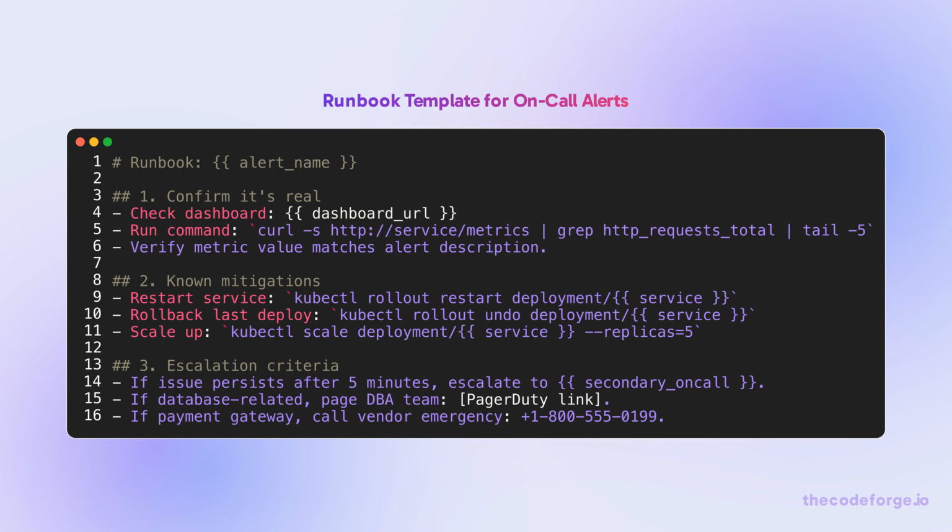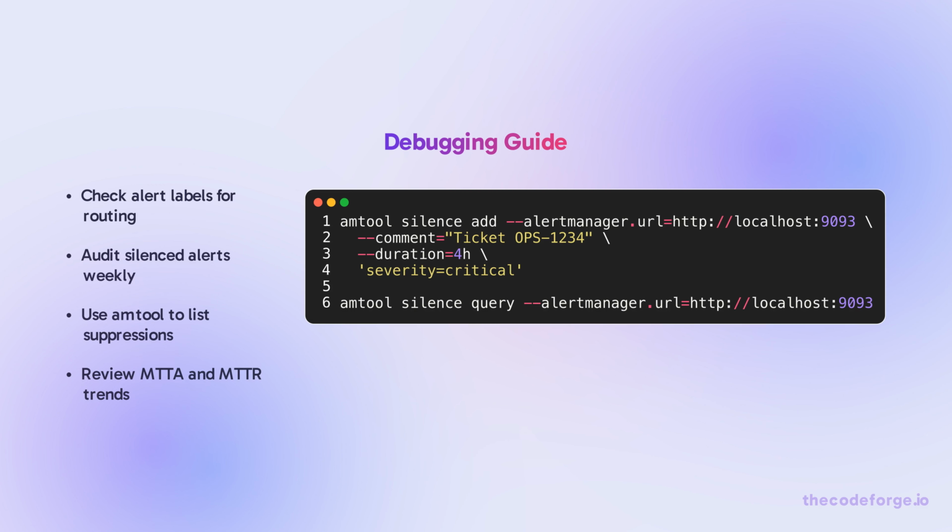The article describes runbook structure but doesn't provide a concrete template. Here's a minimal runbook template in Markdown that can be linked from alert annotations, covering the 3 essential steps: confirm, mitigate, escalate. Use amtool to add silences with a ticket comment and auto-expiry. Query existing silences to find forgotten ones. Regularly audit alert labels to ensure correct routing.